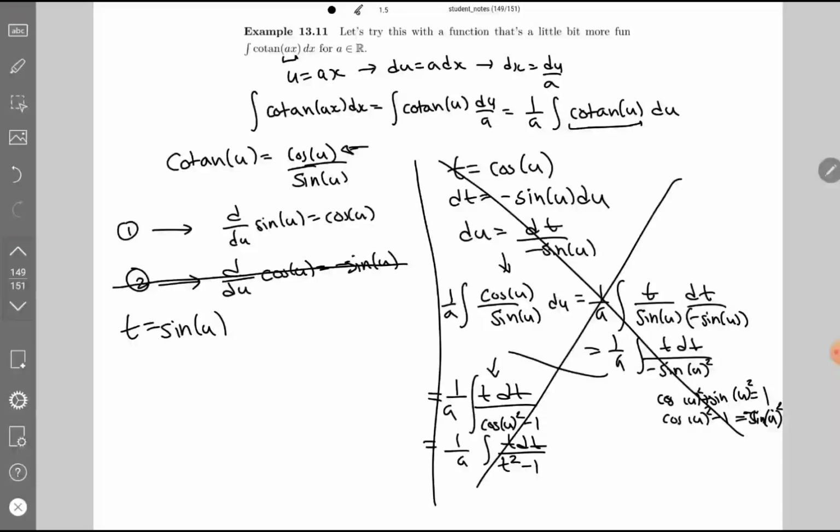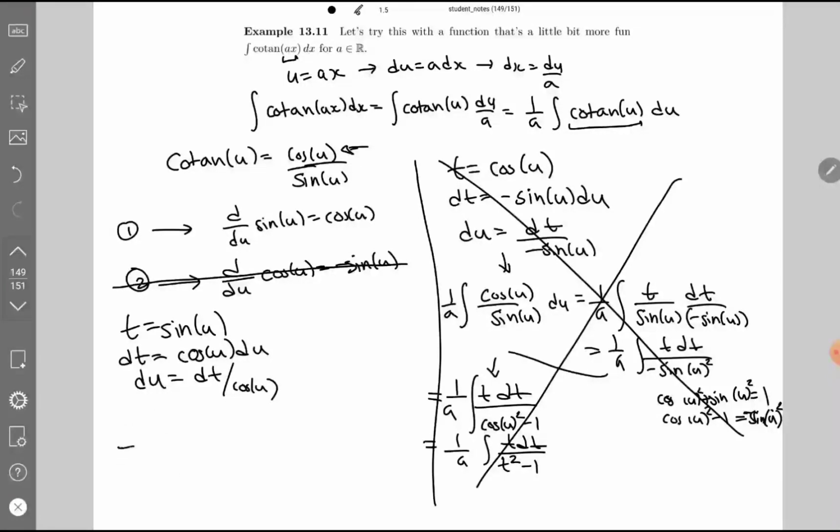I don't want something more complicated. If it's more complicated, it's doing too much work. I don't want to work a lot. So let's try t is equal to sine of u. dt is cosine of u du. So du is dt divided by cosine of u.